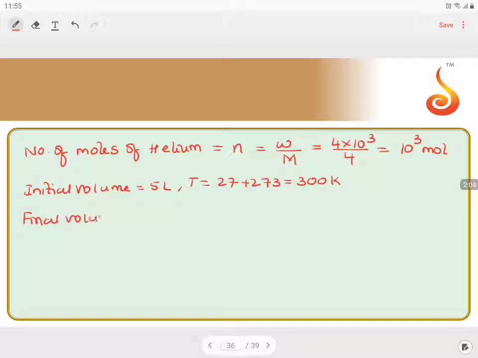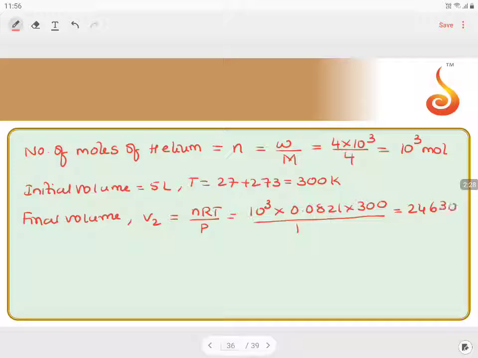Final volume V2 is equal to nRT by P. n is equal to 10 power 3, R value 0.0821, T value 300, by pressure 1 atmosphere. Finding this out, we'll get 24,630 liters by calculation.